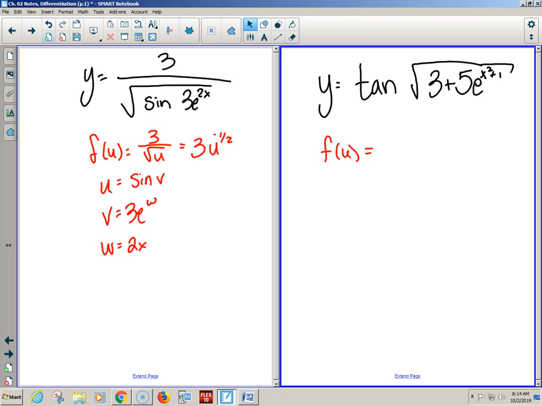And then D is 5e to the W. Yeah. And W is x squared plus 1. That's the other way, going inside.